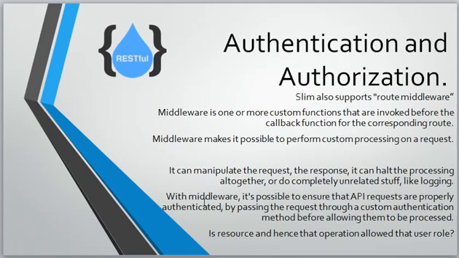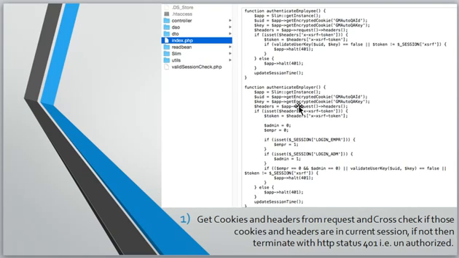With middleware, it's possible to ensure that the API requests are properly authenticated by passing the request through a custom authentication method before allowing them to be processed. Is the resource enhanced, is that operation allowed for that user role? Let's see how we have used the authenticate employee or employer middleware in the code. 1. Retrieve an instance of the Slim app. 2. Get encrypted cookies from the request.